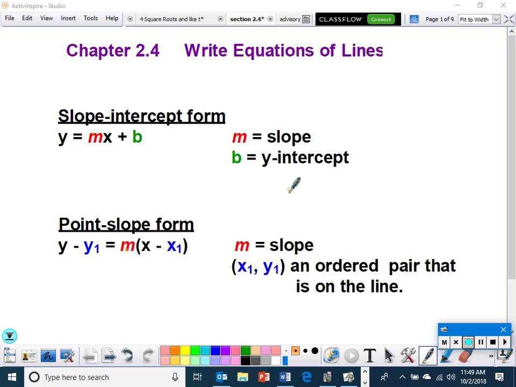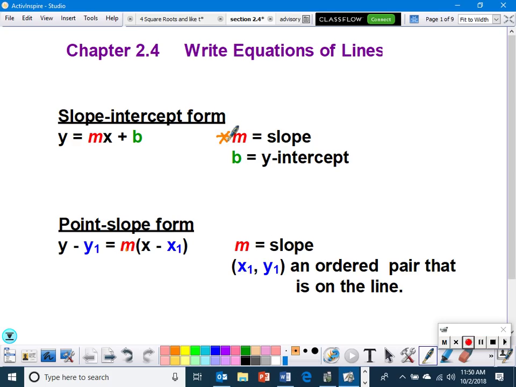All right, ladies and gentlemen, Chapter 2.4, Advanced Algebra, Write Equations of Lines. First, just a review of the slope-intercept form, y equals mx plus b. Remember, m is your slope, and b is your y-intercept. Again, the y-intercept tells us where to start. And you always start on the y-axis, obviously. And the slope tells us where to go.